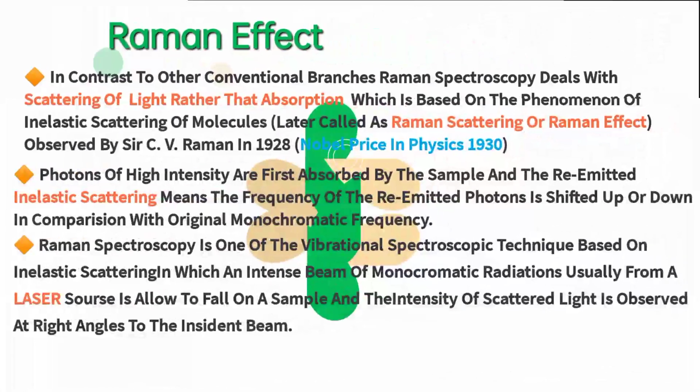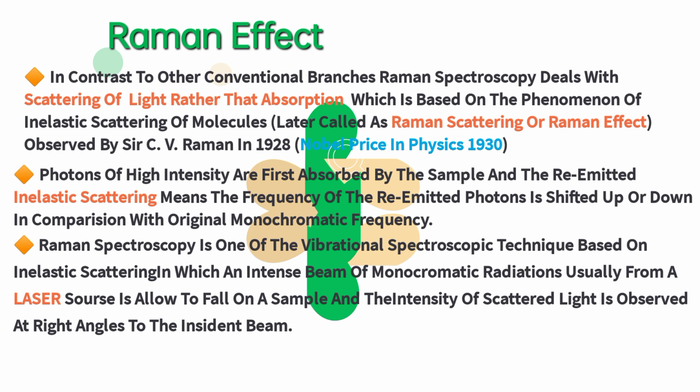Now next is the Raman effect or Raman spectroscopy. What is Raman spectroscopy? Raman spectroscopy is a molecular spectroscopic technique that utilizes the interaction of light with matter to gain insight into a material's makeup or characteristics. The information provided by Raman spectroscopy results from a light scattering process. In contrast to other conventional branches, Raman spectroscopy deals with scattering of light rather than absorption, which is based on the phenomenon of inelastic scattering of molecules, later called Raman scattering or Raman effect.